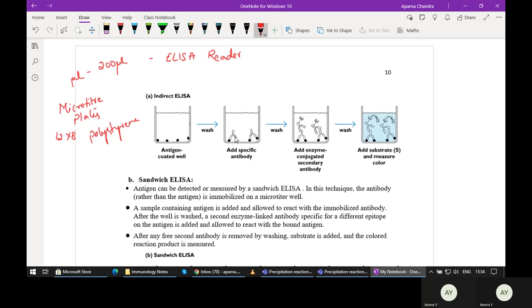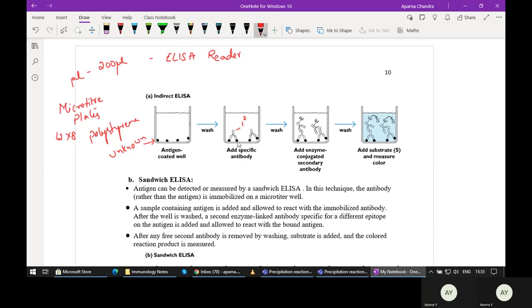In the next step, you will add the primary antibody. This antibody is called the primary antibody. The antigen is your unknown now. This is the unknown sample which you have added to the well, and if this antigen is there, it will coat onto the well. I hope you all are following. After washing, only the antigen that is coated will be there.